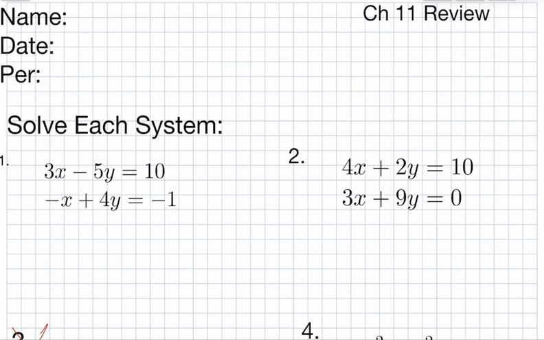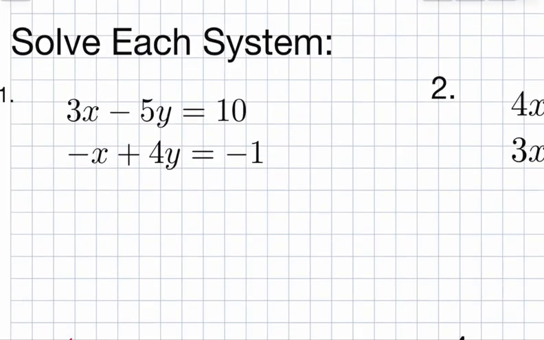So the Chapter 11 review that you see here, we're going to do it together. Turn it in as soon as you are finished. Chapter 11 was a lot about systems of equations and inequalities. So let's start with problem number 1.